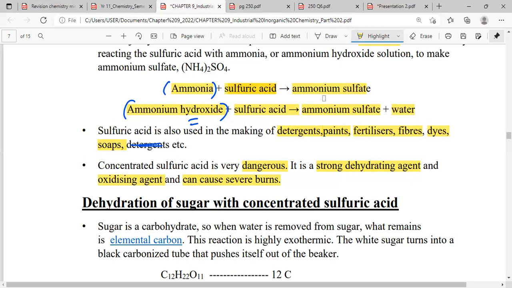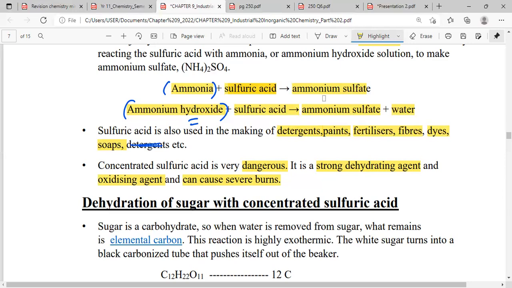Is that clear? Okay, now even if you see the lab, the dilute sulfuric acid sometimes can be kept on the shelves, but concentrated sulfuric acid has to be kept in a very safe place, because it's a highly corrosive substance.